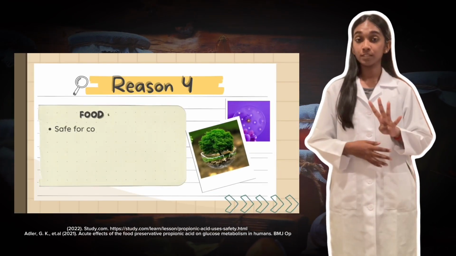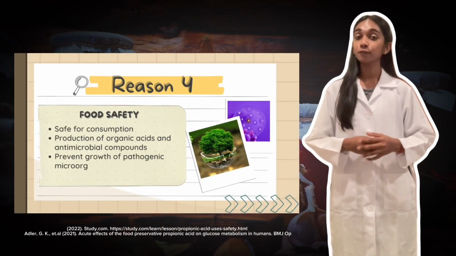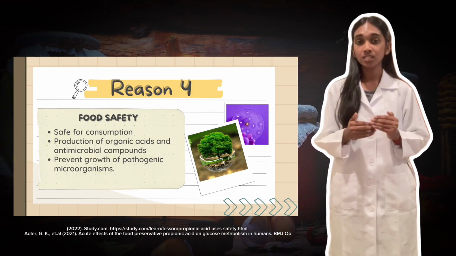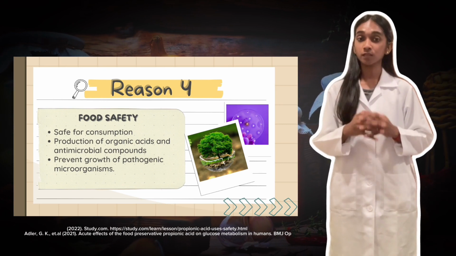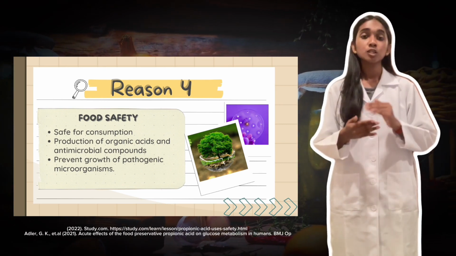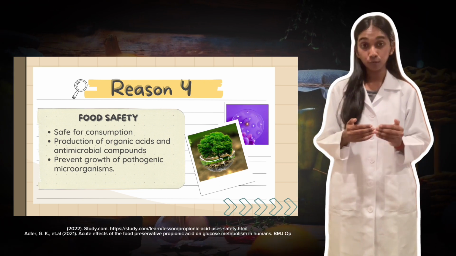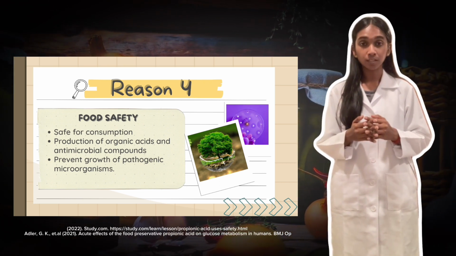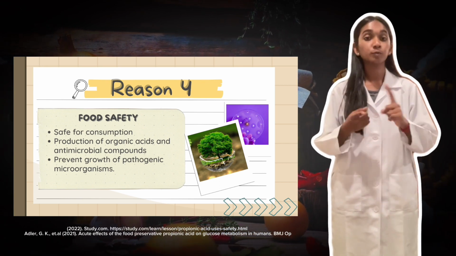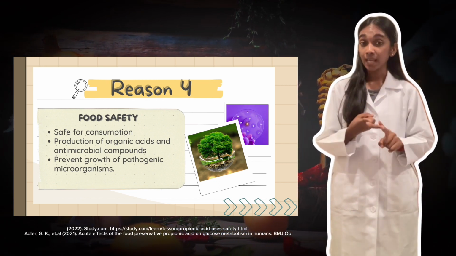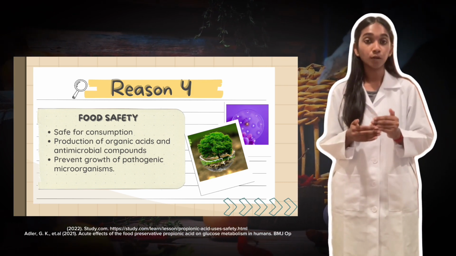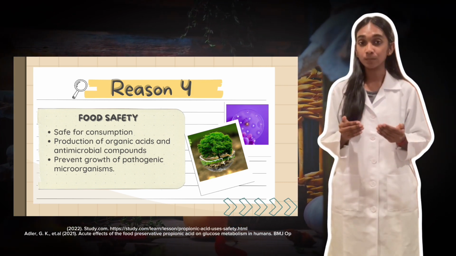The fourth and final reason would be food safety. Propionic bacteria are generally safe for consumption because they are part of the natural microbiota of various environments. In the fermentation of food, propionic bacteria contribute to the preservation of the products through production of organic acids and antimicrobial compounds, which prevent the growth of pathogenic microorganisms.